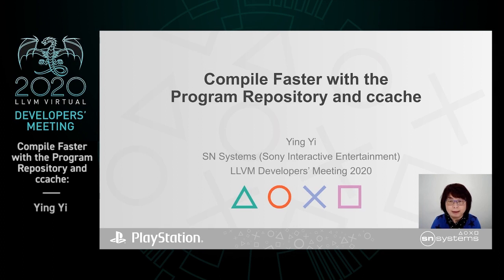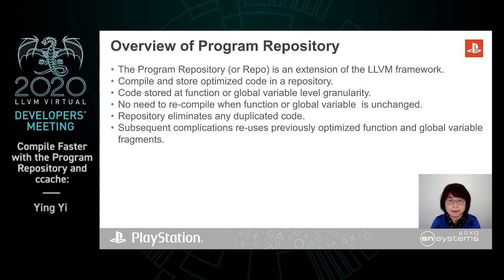Today I will give a lightning talk about compiling your code faster using the program repository and Ccache together. The program repository is a research project and aims to improve turnaround times. It reduces the compilation time by reusing previously compiled functions and global variables. It reduces duplication by centralizing program data in a repository. The functions and global variable fragments are shared across multiple translation units.